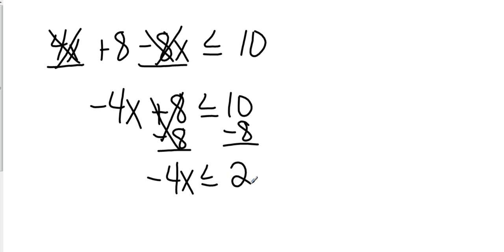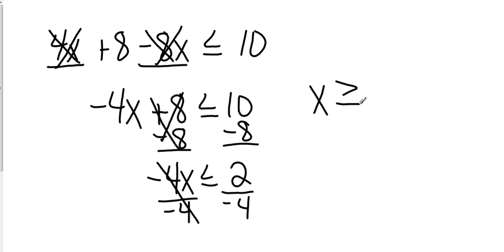Now, here's my new rule again. I'm going to divide by negative 4. Those cancel. I flip my sign. Now, what's 2 over negative 4? 4 doesn't go into 2 evenly, but it will reduce to negative 1/2. Again, the negative sign could be down on the 2. It doesn't make a difference. It's still just negative 1/2.